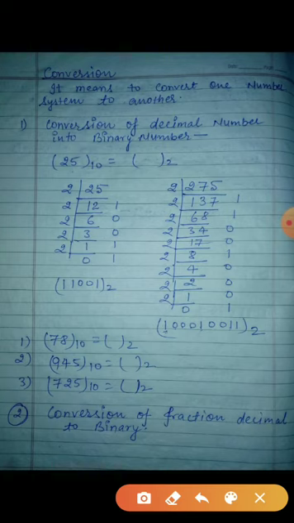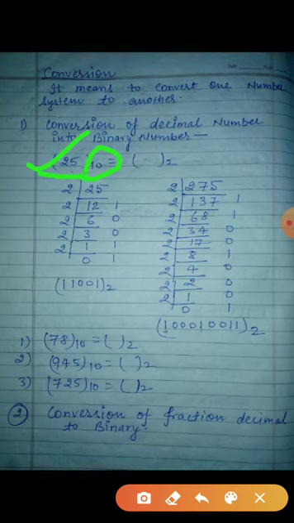First, I have taken the conversion of the decimal number system into binary. I will tell you how to convert decimal to binary. Clear? So take the first example here: 25. Why is it decimal? Because base 10 is given here.